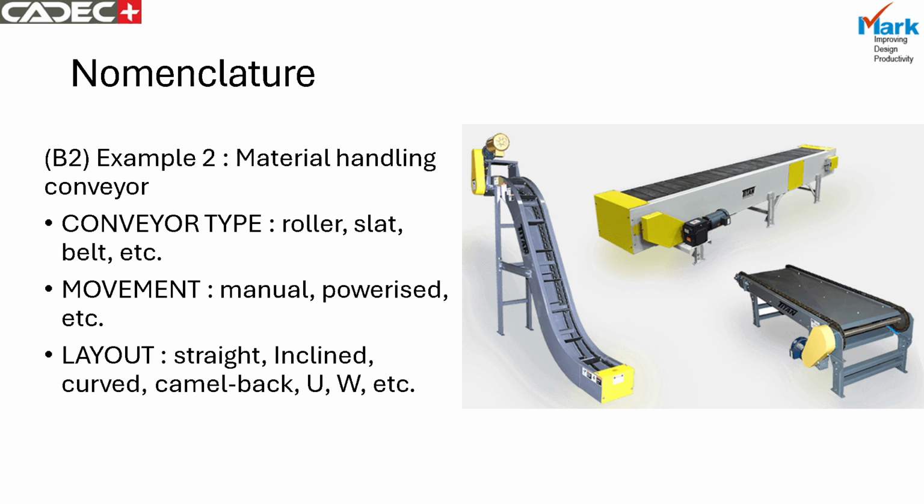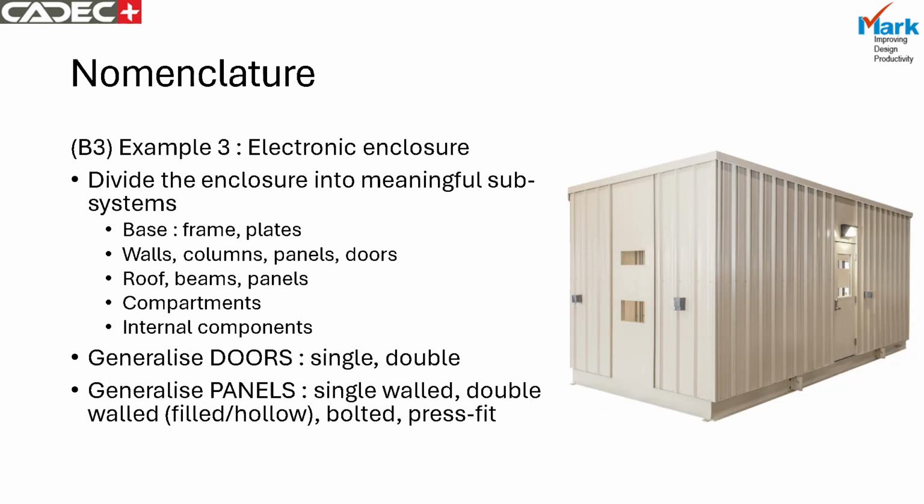Then this is an example of nomenclature of different conveyors. So conveyor type is a nomenclature which covers either roller, slat, belt, etc. Then the movement is a nomenclature which covers manual, powerized, etc. Then here is an example of an electronic enclosure. So it's a fabricated structure. If you want to generalize it, then you can think of different subsystems, that is base, walls, roof, compartments, internal components, etc. And you need to generalize the doors like single or double, etc.